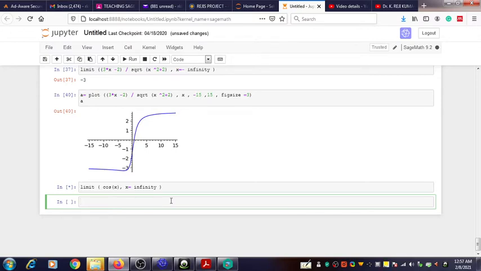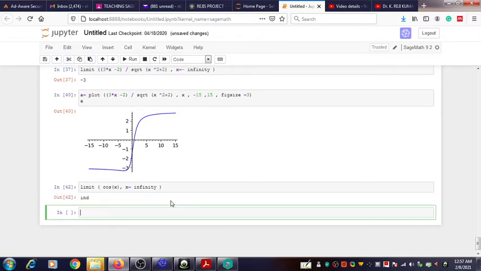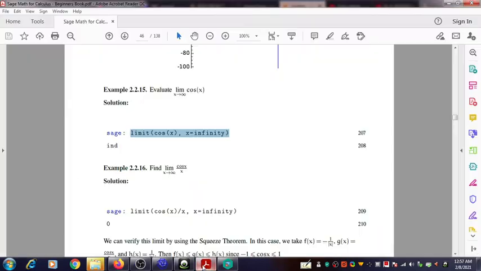Yeah, we are waiting for that output. Yeah, we get that the output answer is indeterminate. The value doesn't exist.